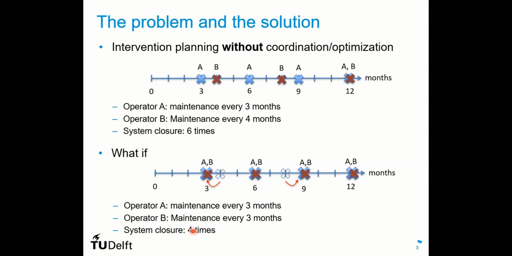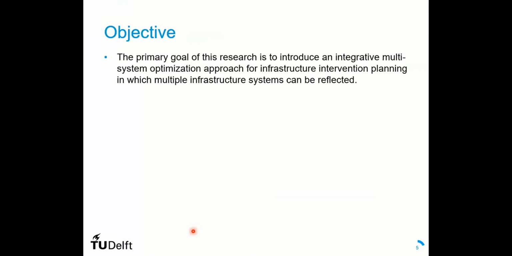So what I will show you in this presentation is how to formalize and implement this idea in optimization terms. So again, the objective is to introduce an integrated multi-system optimization approach for infrastructure intervention planning, in which multiple systems can be reflected. It's a lot of words here. So in the next section, I will explain that a bit better.